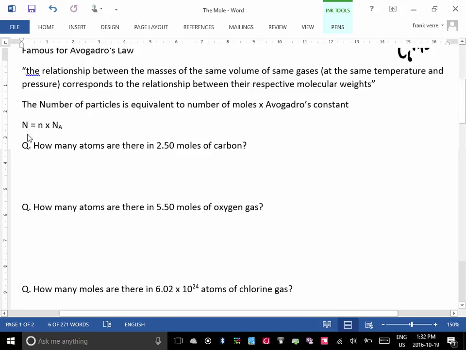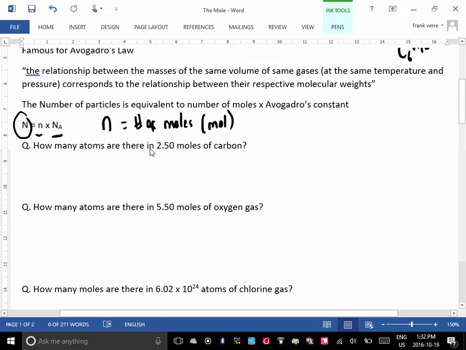It's right over here. It's defined as big N, that's the number of particles, is little n, which is the number of moles. So little n refers to the number of moles, and the unit would be simply mol, times Avogadro's constant, which is written as N subscript A. So let's look at a really simple example.